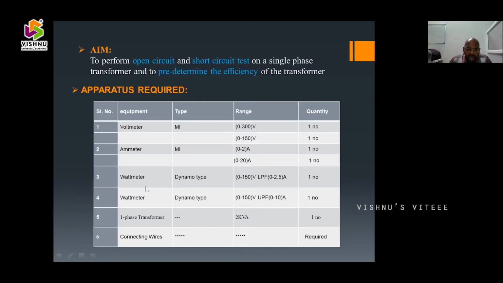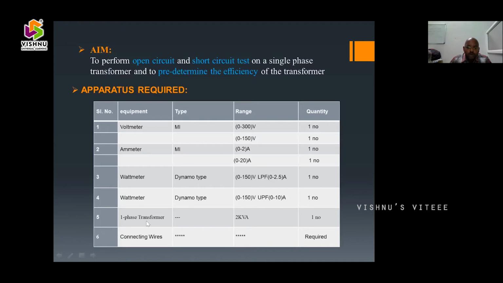And coming to one more meter, the wattmeter, a dynamometer type wattmeter. Here also two types of wattmeters are preferred for this test. The first one is a 0 to 150 volts LPF wattmeter, because under no load test the power factor of the transformer is very low. That's why a 0 to 150 volts, 0 to 2.5 amps LPF wattmeter is preferred for the open circuit test. The next wattmeter is a UPF wattmeter, because the short circuit test is operated under full load condition. That's why the power factor is approximately unity. That's why a 0 to 150 volts, 0 to 10 amps UPF wattmeter is preferred for the short circuit test.